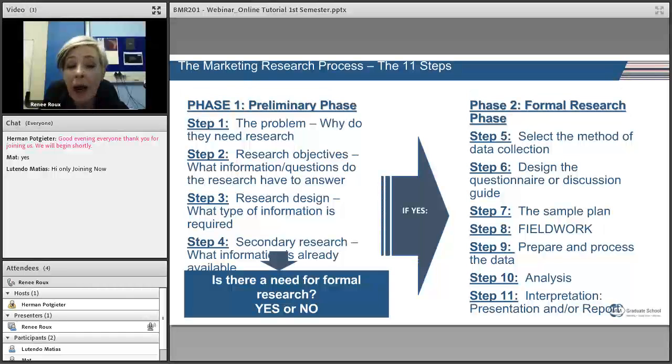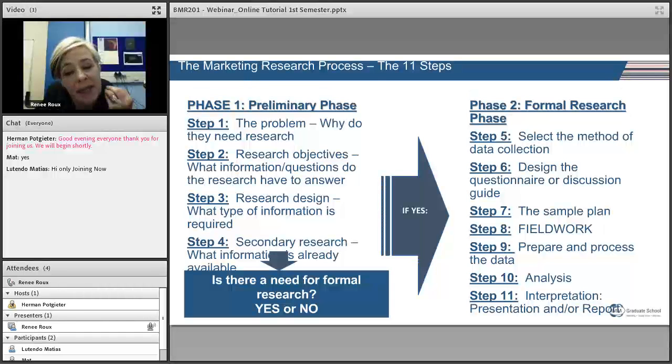Then step 9, after you've done your fieldwork, you will have lots of information, data. You need to prepare that data and process it. It has to be captured. You have to make sure that all the questions are answered, that they're correctly answered, etc.